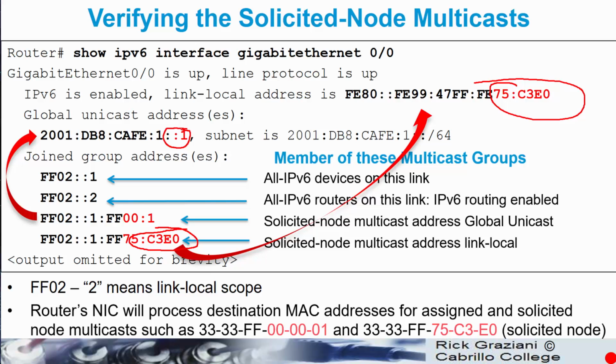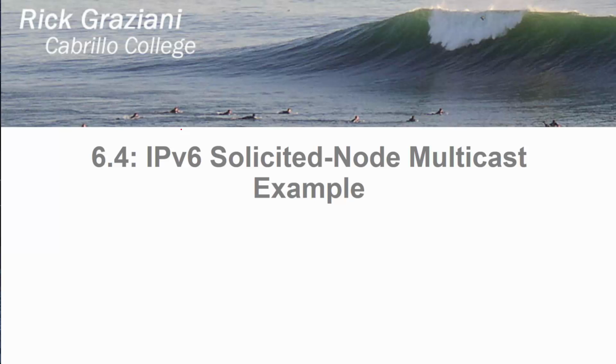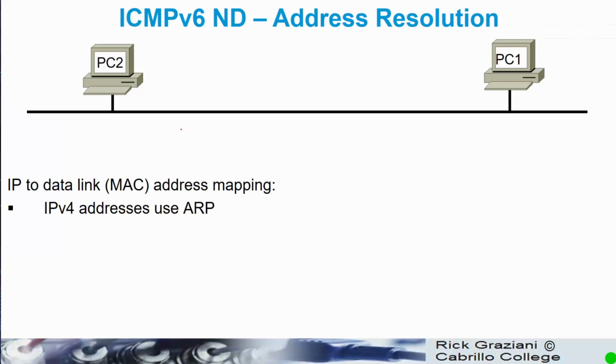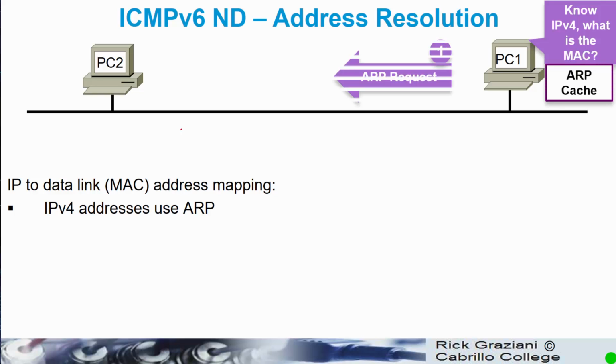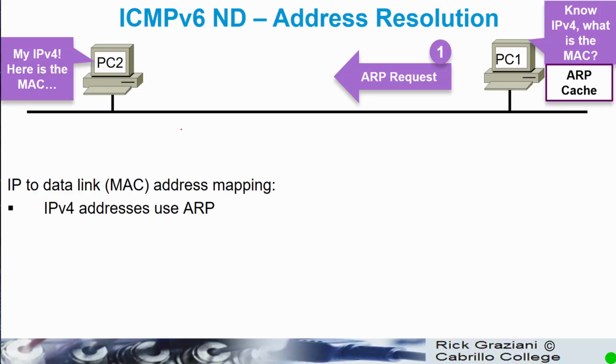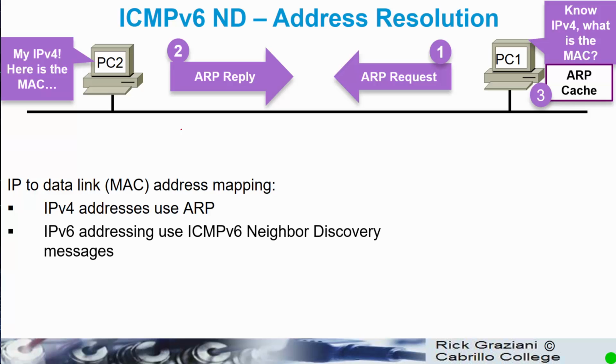FF02 means link local. So let's talk about a few examples. So I know my IPv4 address. So what's the MAC address? It will check its ARP cache, maybe send an ARP request, and then should get an ARP reply. So it's able to then get the appropriate information and store it in its ARP cache.